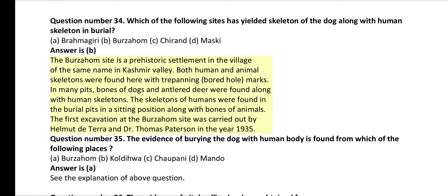The first excavation at the Burzahom site was carried out by Helmut de Terra and Dr. Thomas Patterson in the year 1935.